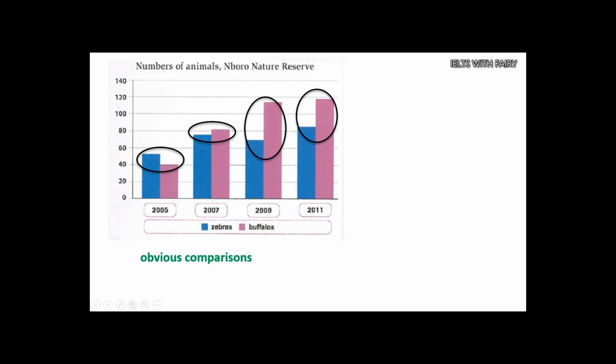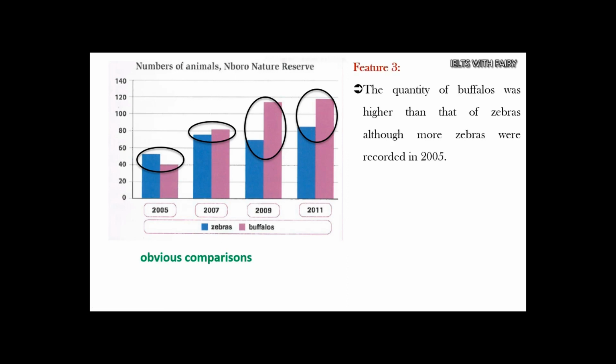Okay, so now we will compare the two numbers of these two animals. So I have feature number 3. The quantity of buffaloes was higher than that of zebras. That means here I used "that of" to replace the phrase "the quantity of", although more zebras were recorded in 2005. So feature number 3 here is expressed for the comparisons between the population of zebras and buffaloes.